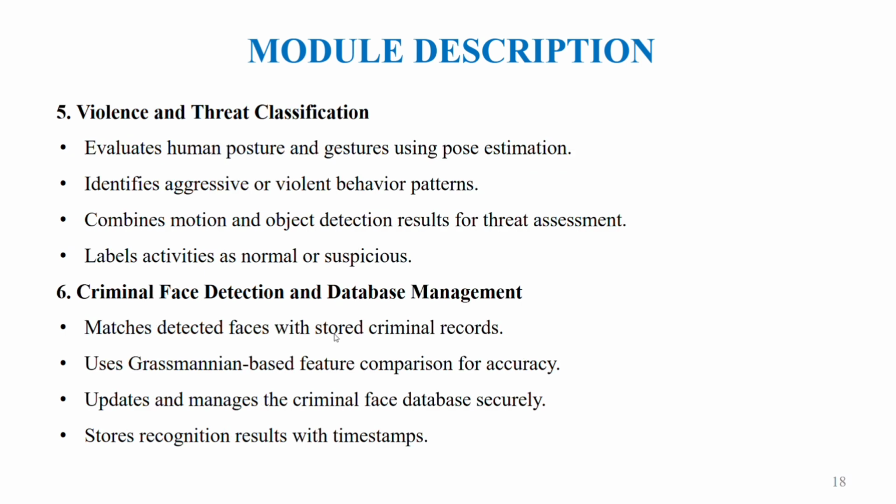The violence and threat classification identifies aggressive or violent behavior patterns. It combines the motion and object detection results for threat assessment.